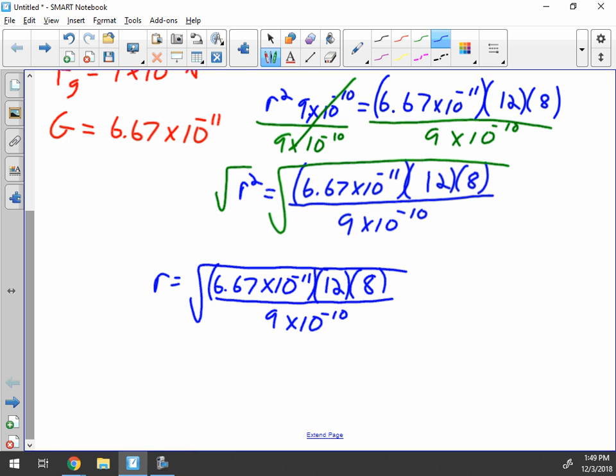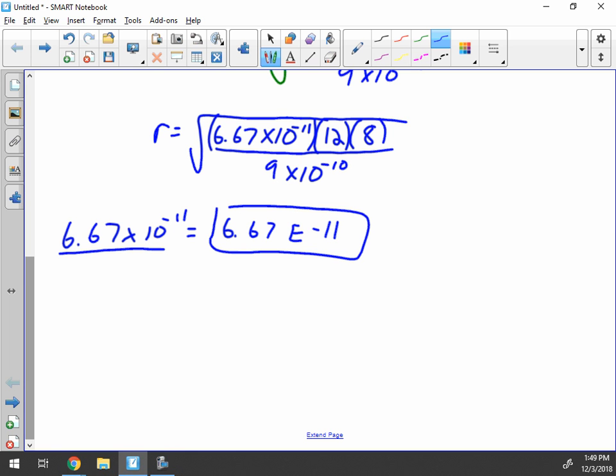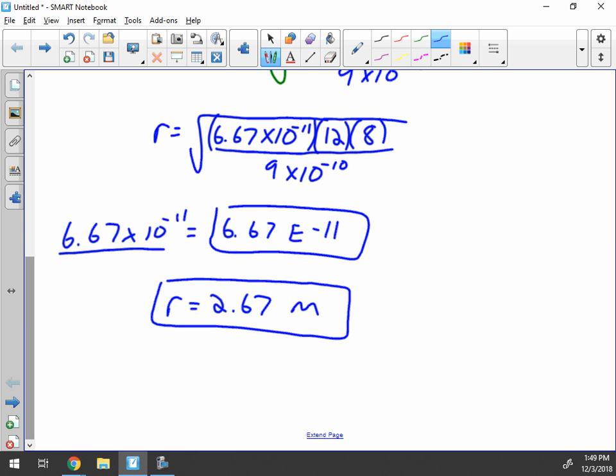And when I plug this into the calculator, I keep in mind that, for example, 6.67 times 10 to the negative 11 is how you put 6.67 e to the negative 11 in the calculator. So you would write that in the calculator instead of that. So when I put this all in the calculator correctly, I'll get a value of 2.67. And because R is a distance, my units are meters. So that's my final answer, 2.67.